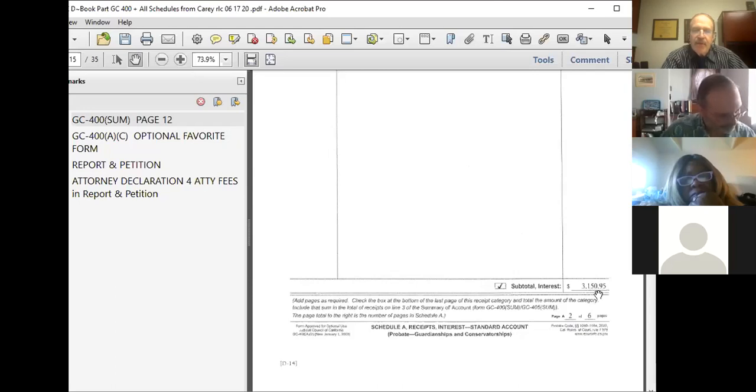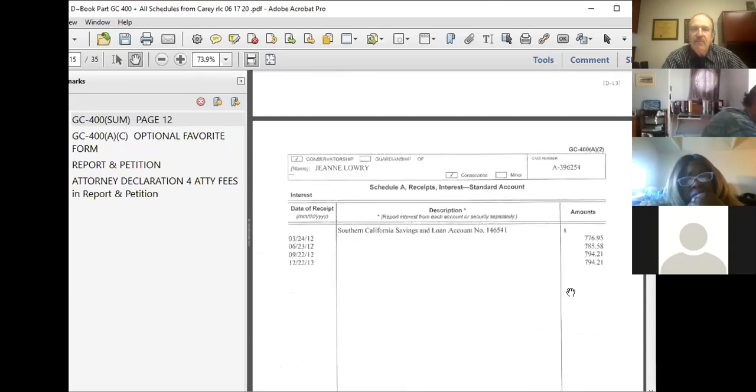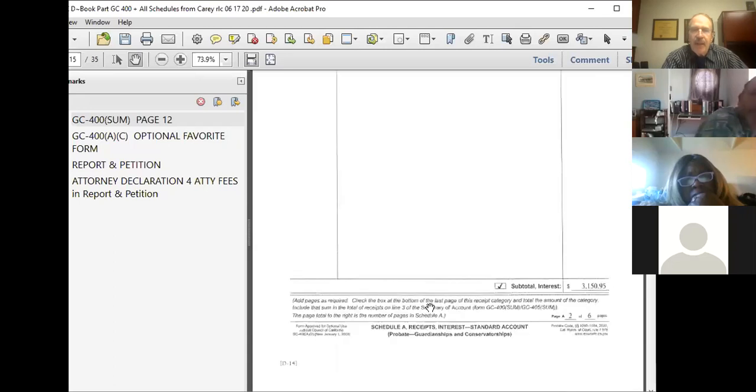So when you get to the bottom of this page, you check the box. If you're going to have multiple pages for Schedule A, which we will, at the bottom of the form, you check the subtotal because it's not going to include what's following, and run your total for this page. Don't ever accumulate numbers from the bottom of one page to the top of the next. Your numbers will be so far off, it will never balance.